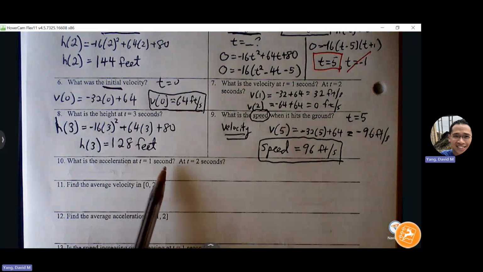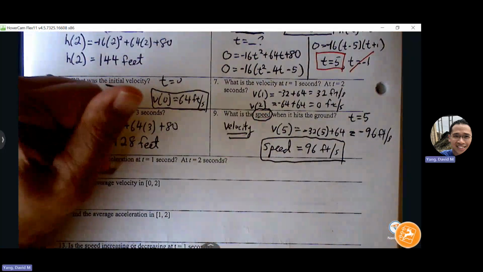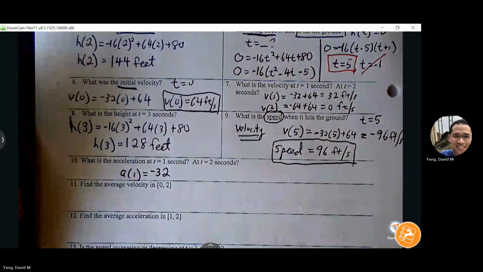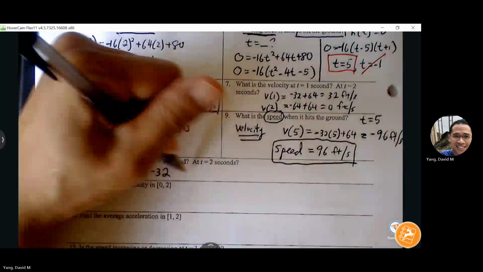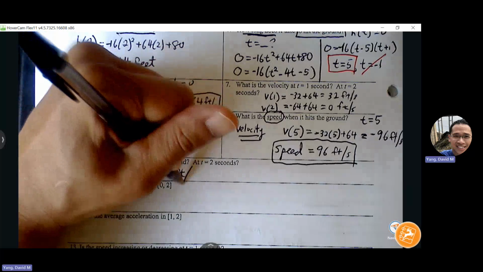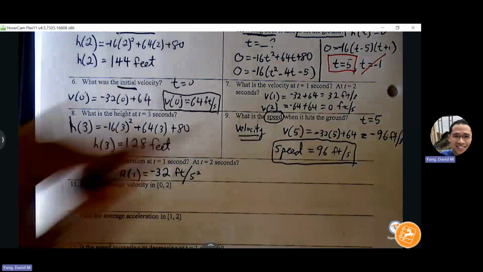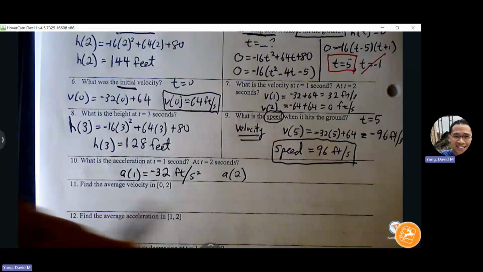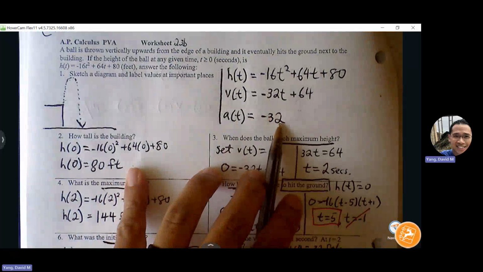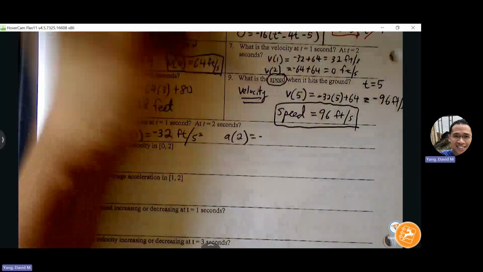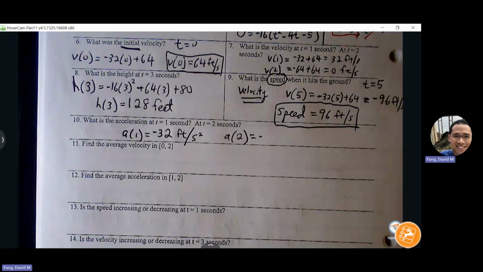Okay, what's the acceleration at 1 second? A of 1 equals 32. And what's the unit of measure there? Feet per second squared. What about A of 2? Same thing. There's no variable here, so whatever number I plug in, I'm going to get the same value in return. It's a constant acceleration.